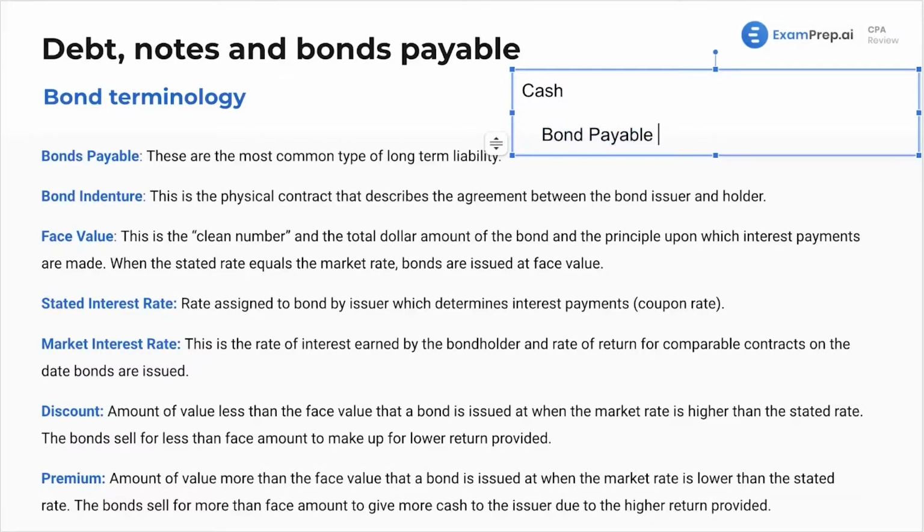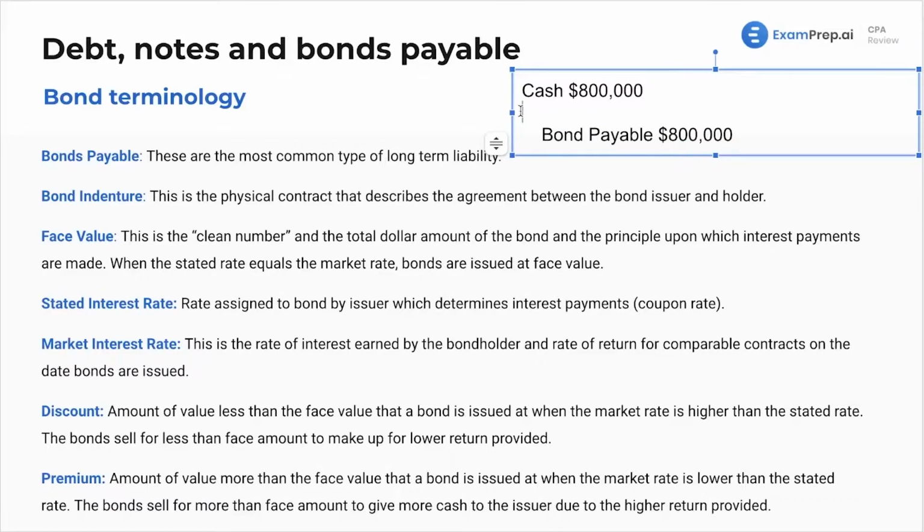So this is the clean number. Like I said, this is the face value. This is the clean number. That's $800,000. Now, if this was issued at face value, if there was no discount or premium, this would be the journal entry, right? You received an asset of 800 of cash, and you now have a liability of 800 for bonds payable. However, let's say that we did a discount here.